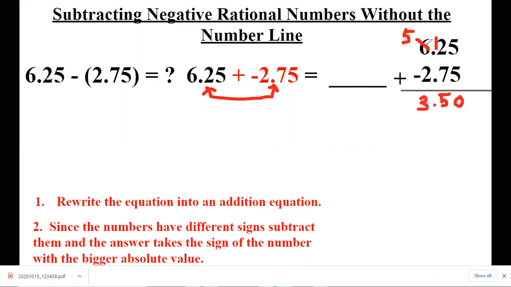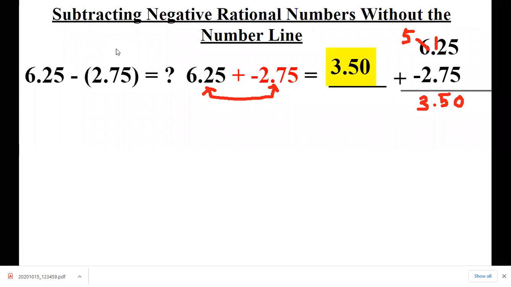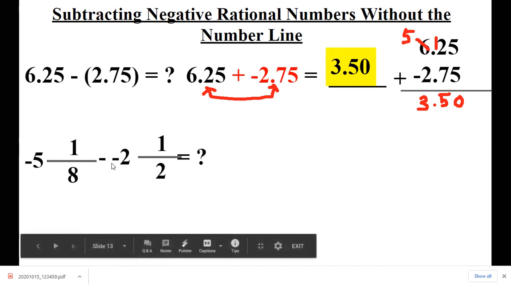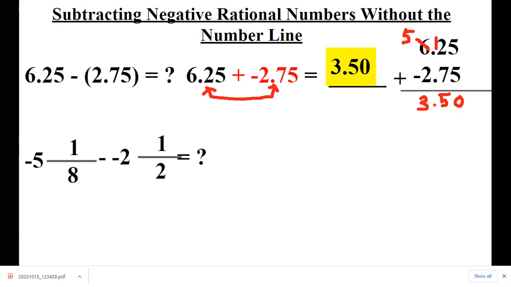Which number is bigger, 6.25 or negative 2.75? Well, 6.25 is bigger, so this is going to be a positive 3.50. There we go. The next one is negative 5 1/8 minus negative 2 1/2. Notice that there's a negative here. So again, we're going to rewrite it as addition. Pause the video, try it, come back and see if you got it right.